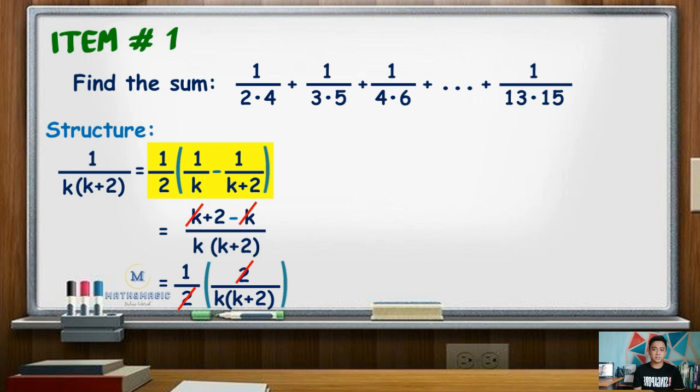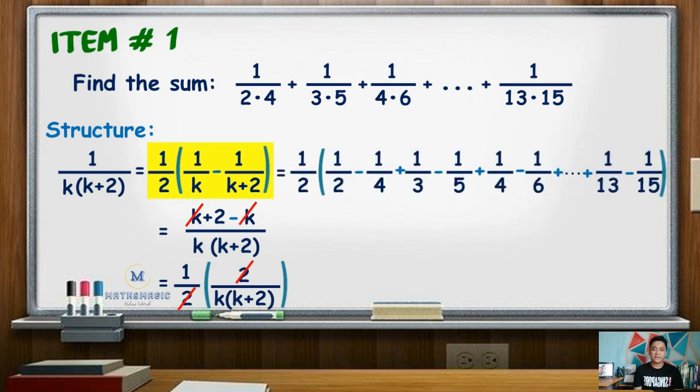Rewriting the values in terms of this formula, we will have 1 half times quantity 1 half minus 1 fourth plus 1 third minus 1 over 5 plus 1 fourth minus 1 over 6 plus 1 over 5 minus 1 over 7 plus and so on and so forth up to plus 1 over 13 minus 1 over 15. Now, as you have noticed, there are rational numbers that we can cancel out, like negative 1/4 and positive 1/4, negative 1/5 and positive 1/5, negative 1/6 and positive 1/6, and so on and so forth.